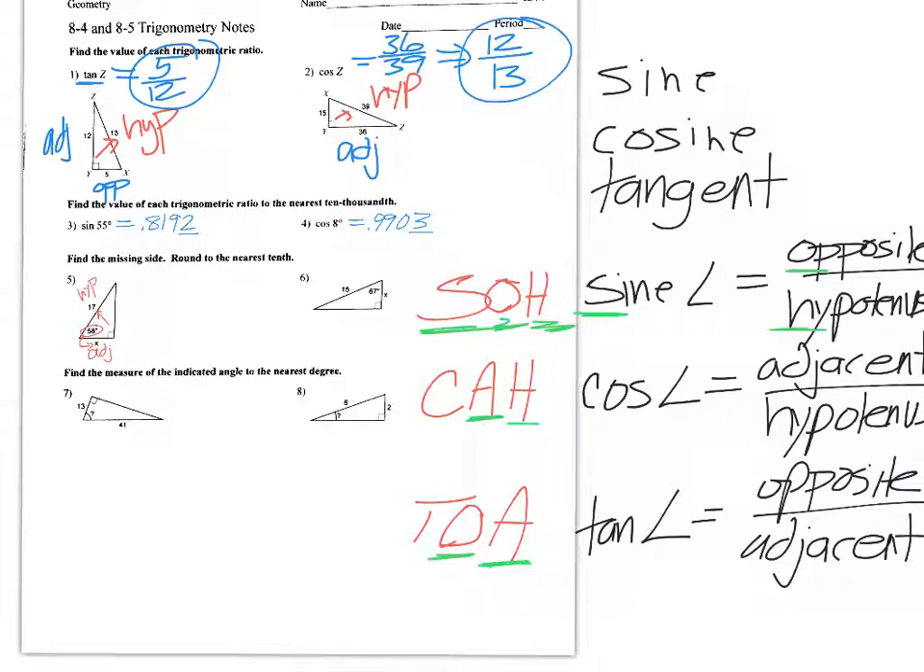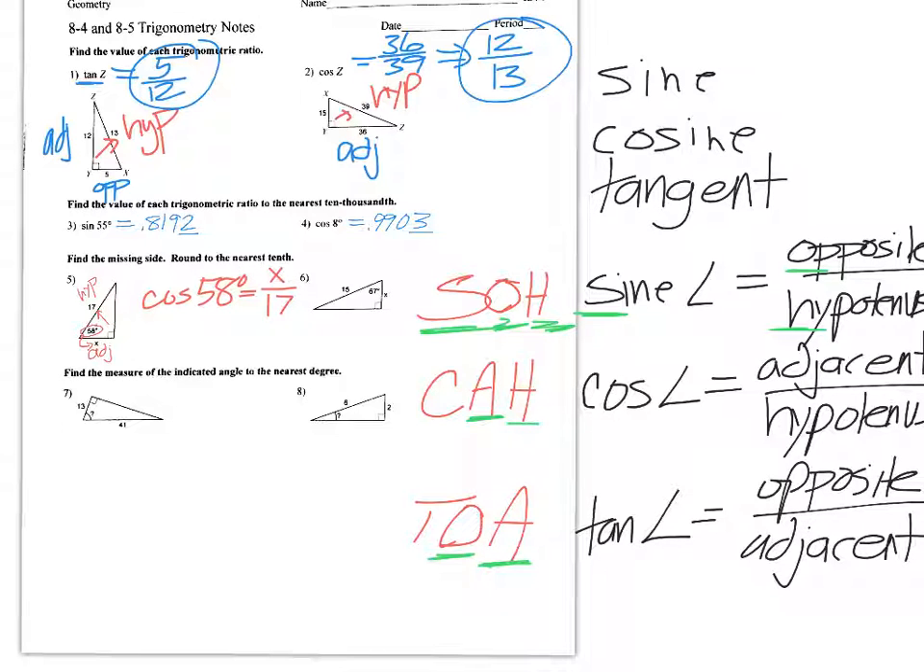So what I'm going to do is write an equation here. I have cosine of the angle 58 is adjacent, which is my x, over hypotenuse, which is 17. Now I'm going to do what I did with the first 2. The first thing I did was set up my ratio like problems 1 and 2, once I knew it was cosine.